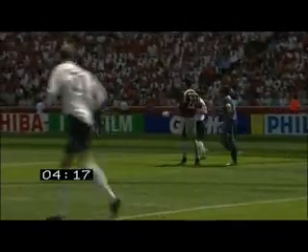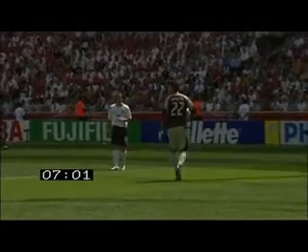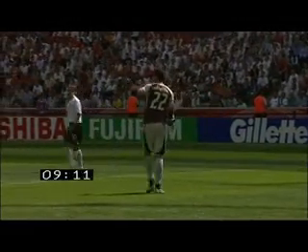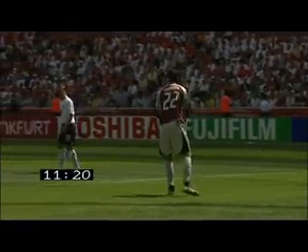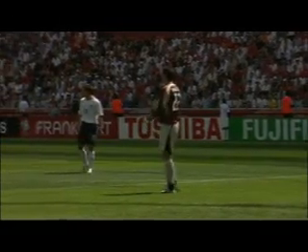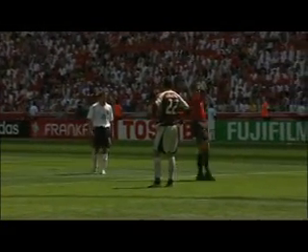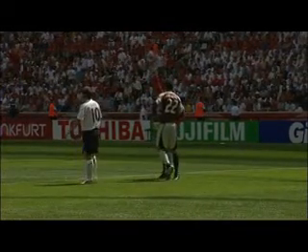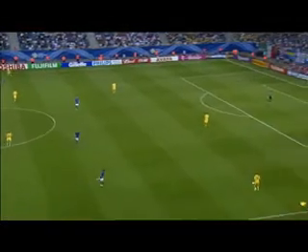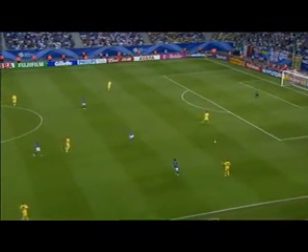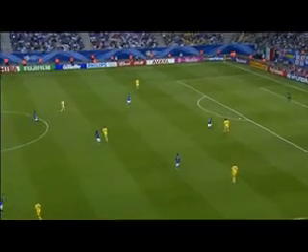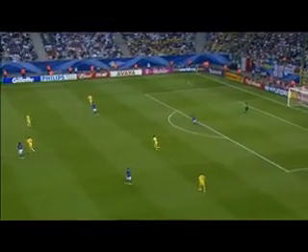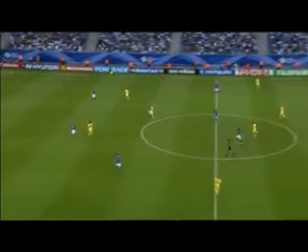An indirect free kick is awarded against the goalkeeper if he commits any of the following offences in his own penalty area. Takes the ball in his hands for more than 6 seconds. Touches the ball with his hands after it has been deliberately kicked to him by a teammate. In this example, there's no offence, as the goalkeeper did not handle the ball.